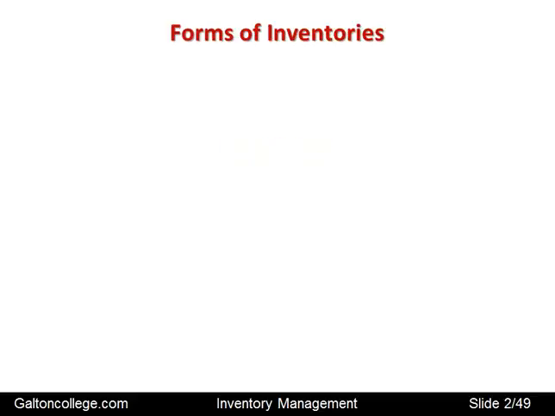Let's start with looking at the forms of inventories that we may encounter when we deal with this topic. First of all, raw materials. Well, I suppose when we think of manufacturing companies, we normally think of raw materials. It's something that comes to mind almost immediately. We can imagine lorries delivering raw materials into the stores.